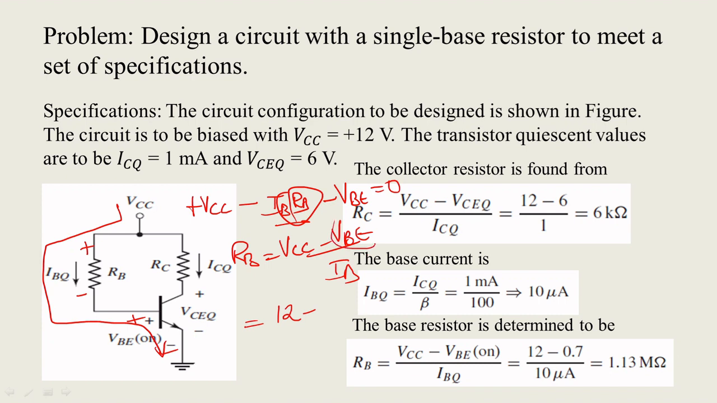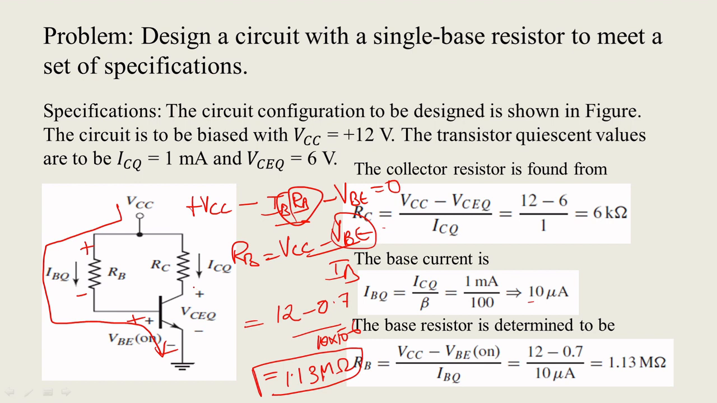What is the base emitter voltage for silicon? 0.7. Divided by what is IB? Determined as 10 microamps, 10 into 10 to the power minus 6. What is the answer? 1.13 mega ohms. If you substitute in a calculator, you will get 1.13 mega ohms. So we got RB, RC, and IB. We got all the required values.